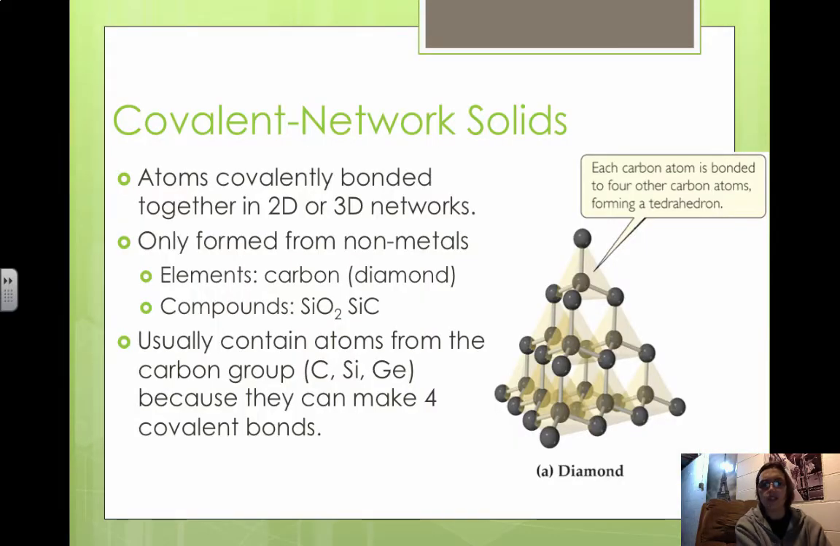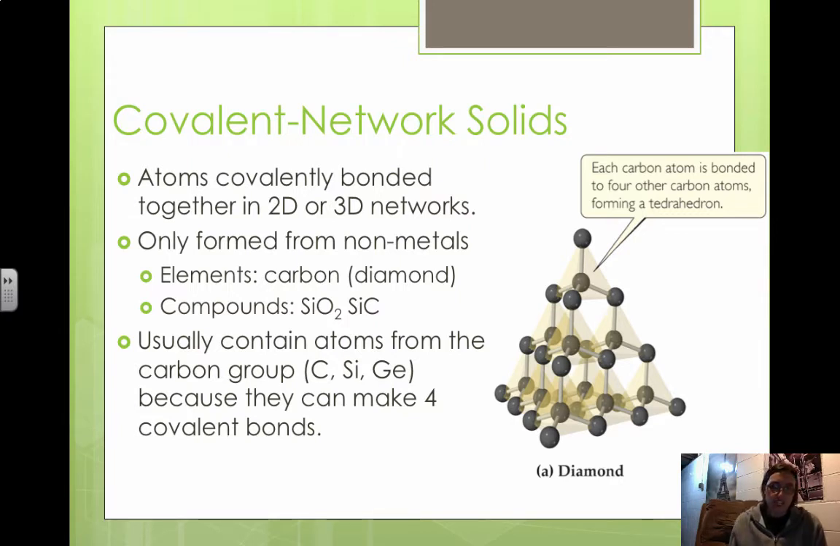So covalent network solids are atoms that are covalently bonded over extensive distances in two-dimensional or three-dimensional networks. Covalent network solids have regular patterns of atoms, but they're only formed from nonmetals. If you're looking at covalent network solids that are composed of elements, that would be carbon. So diamond and graphite are examples of covalent network solids. Compounds would be silicon dioxide, which is sand, or silicon carbide, SiC.